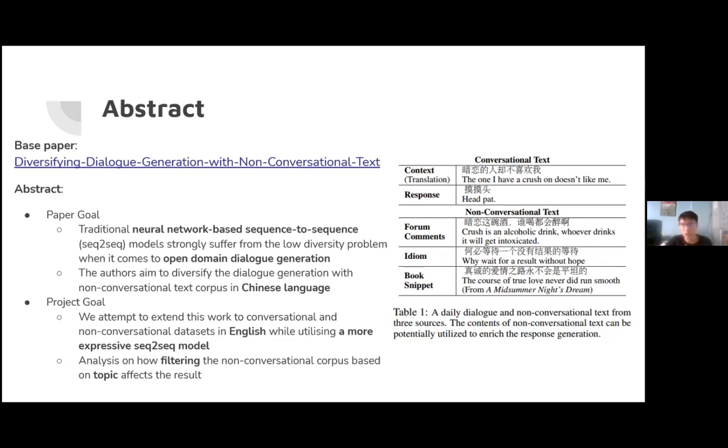So in order to improve the diversity of the vocabulary, what the authors did was to use a different corpus which is non-conversational, and they actually use books and poetry from many different places. They basically incorporated that into the dialogue generation to attempt to make it more diverse. So that is the main point of the paper.